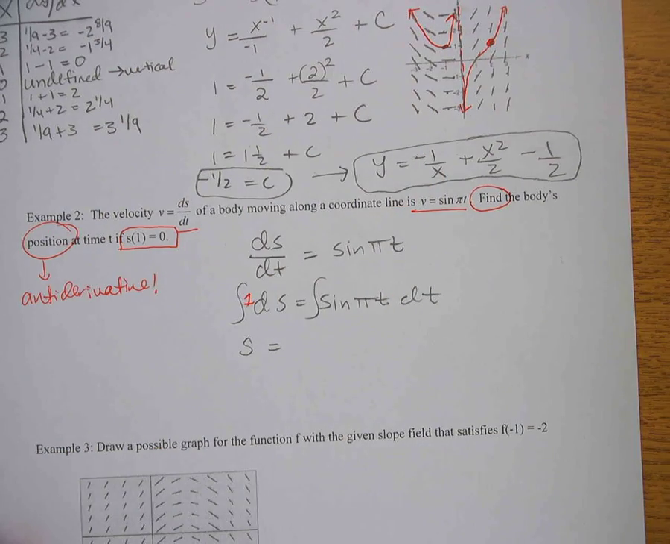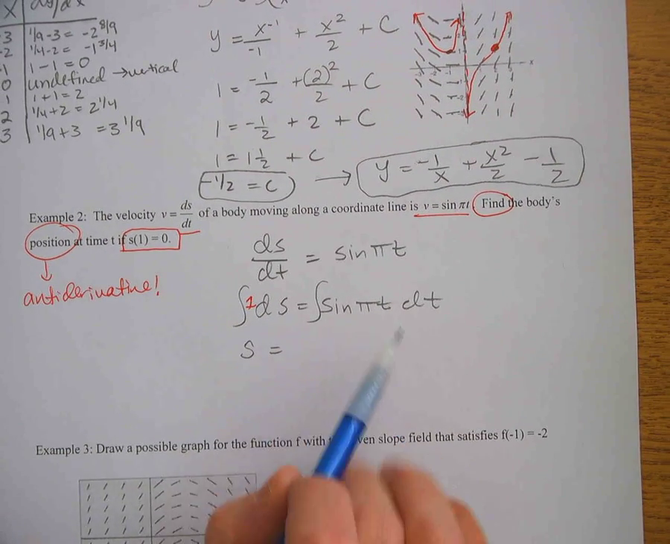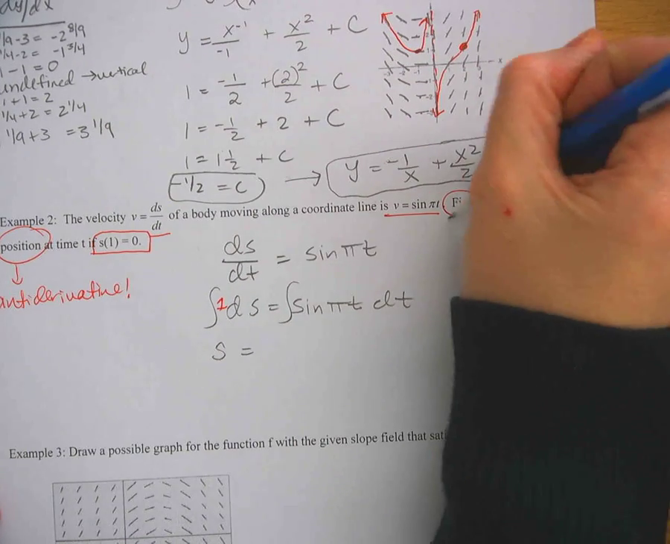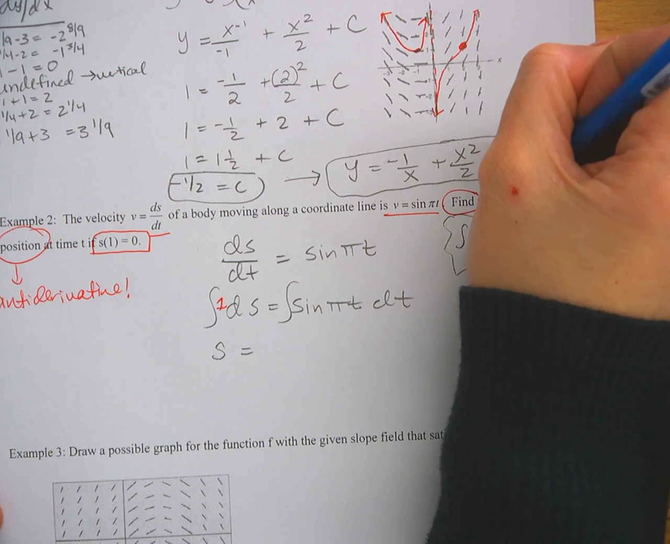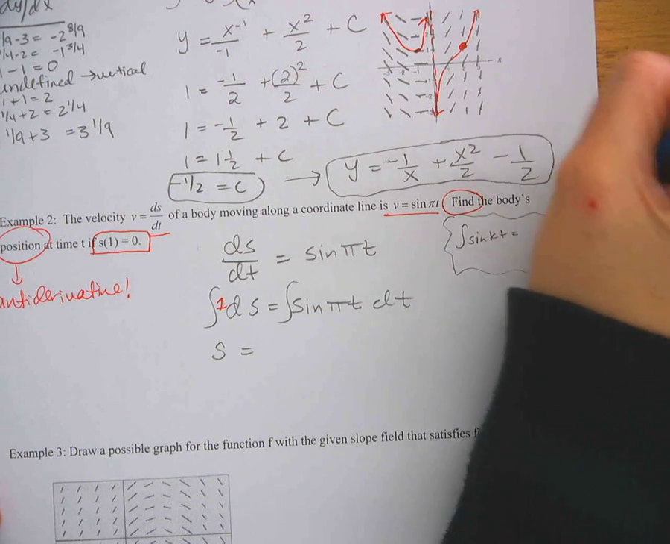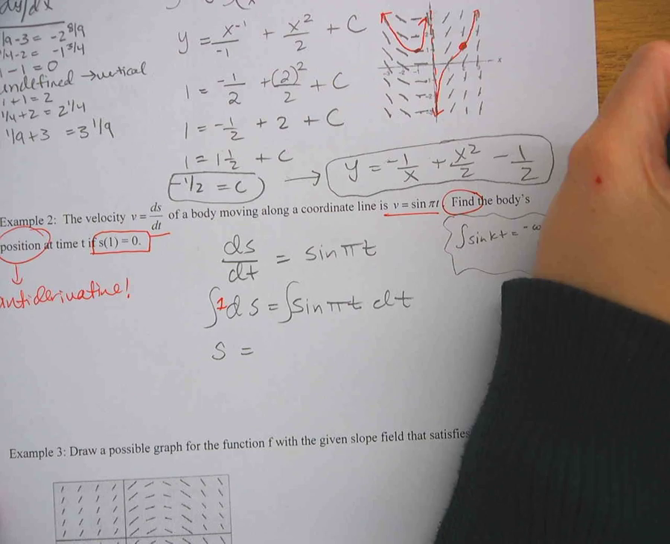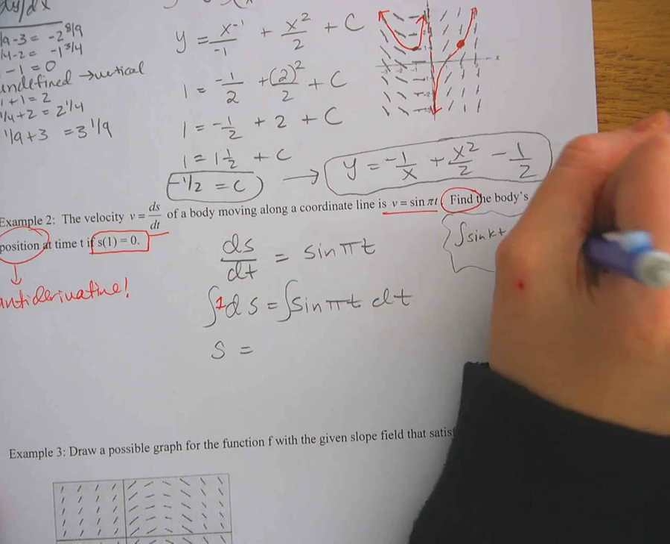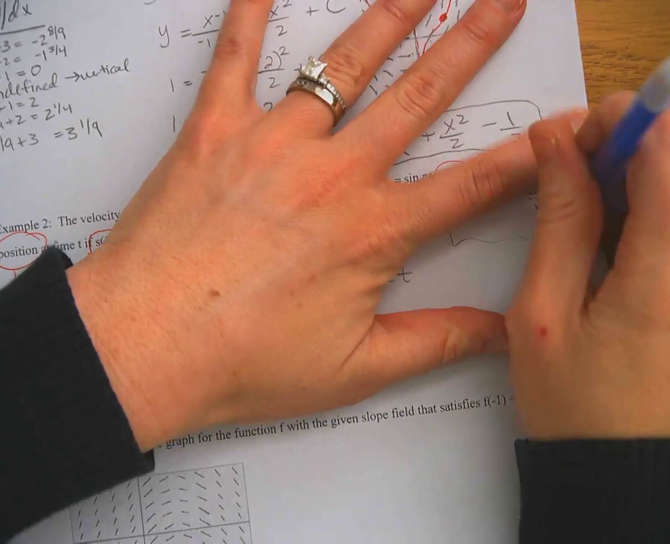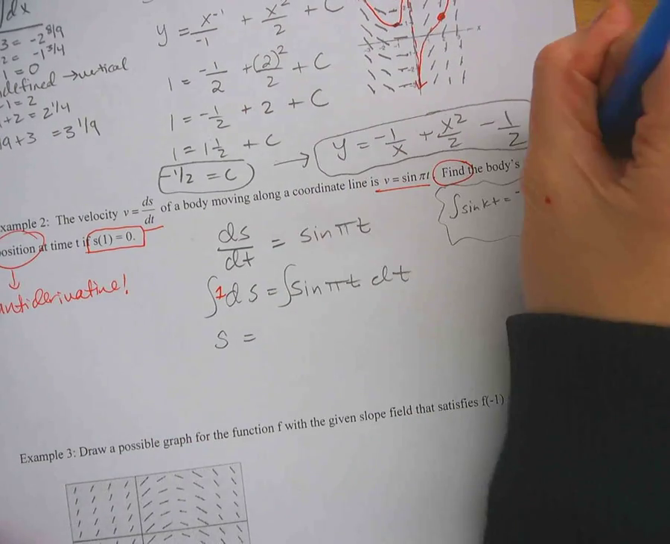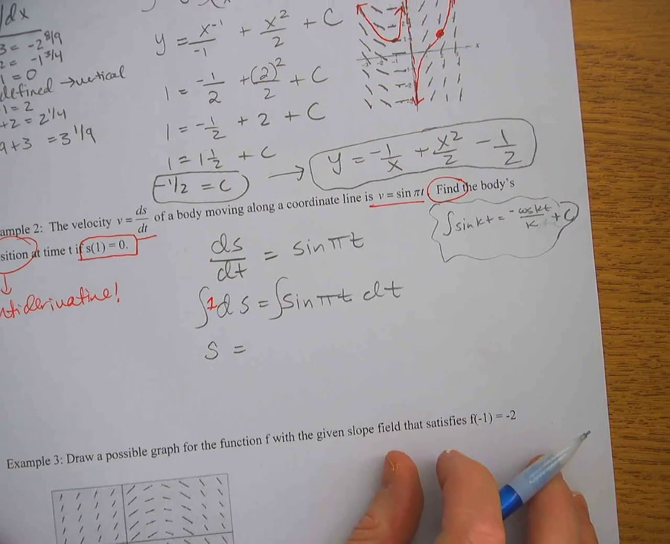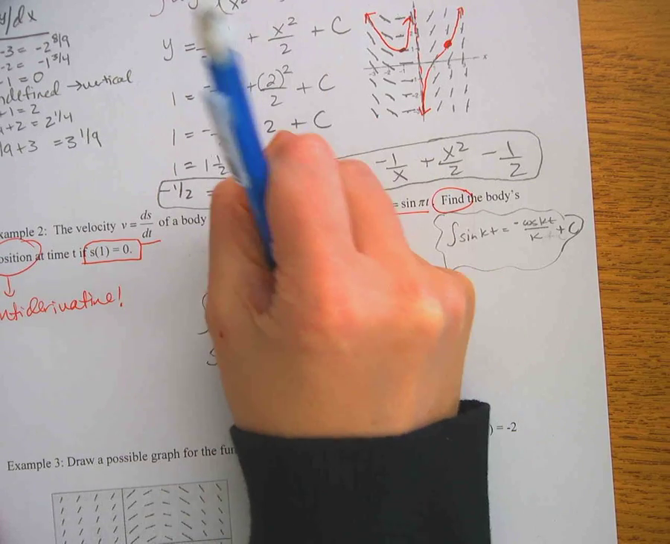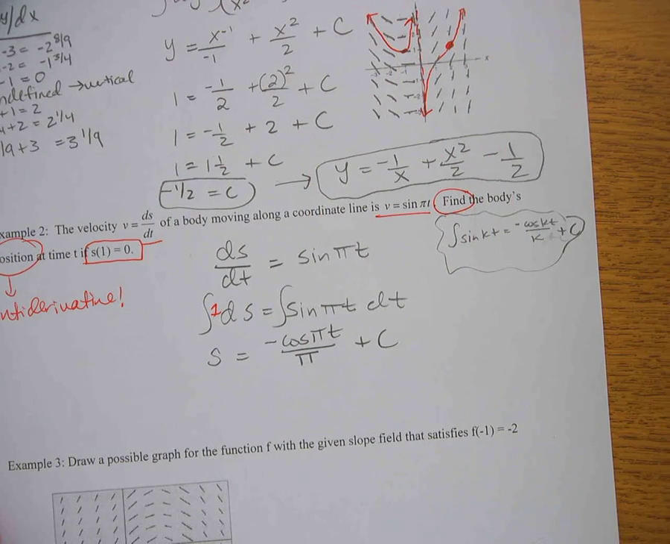And then I get s on the left. And then I have to take the antiderivative of sine of a constant times t. So a little memory bubble over here, we're going to use this formula. When we're integrating sine kt, it ends up being negative cosine kt divided by k when I take the integral of that. And then, of course, plus a constant. So this ends up being negative cosine pi t over pi plus a constant.